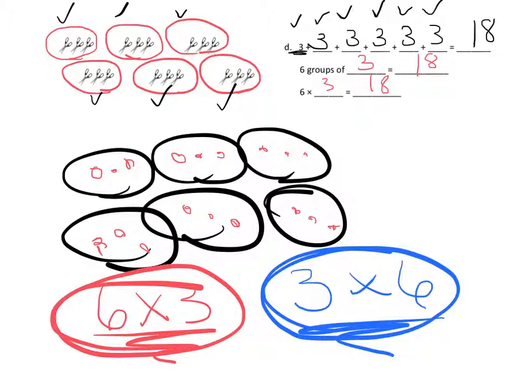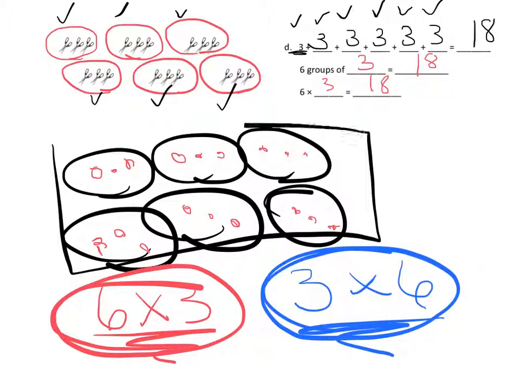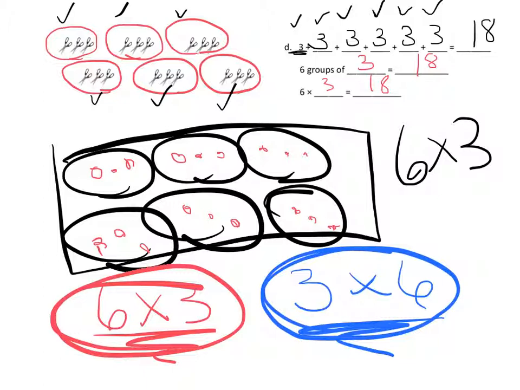Technically they're both right. It's a cultural thing. It's a convention thing. So in the United States, we're going to look at this picture right here as 6 times 3 because it's 6 groups of 3. But be aware that there's no mathematical reason for that. It's just a convention. It's just a rule that we live by in this country. Not all countries follow that same rule.